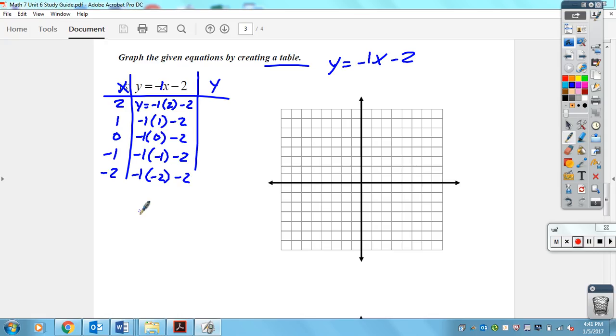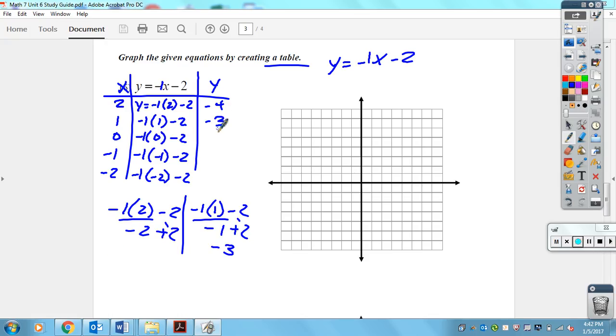I suggest you do the work on the side. Negative 1 times 2 minus 2, which is negative 2 minus 2. It's not 0. You do keep, change. That's negative 4. The next one, negative 1 times 1 minus 2, which is negative 1 minus 2. Keep, change, they work together, negative 3. Negative 1 times 0 minus 2, which is 0 minus 2. Keep, change, that's the additive identity, negative 2.